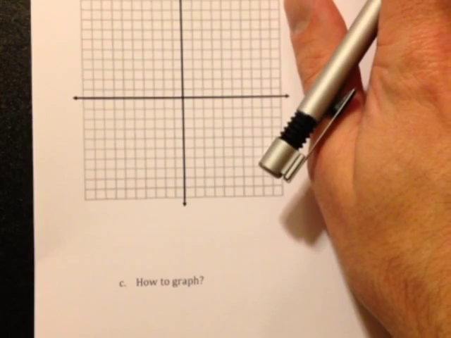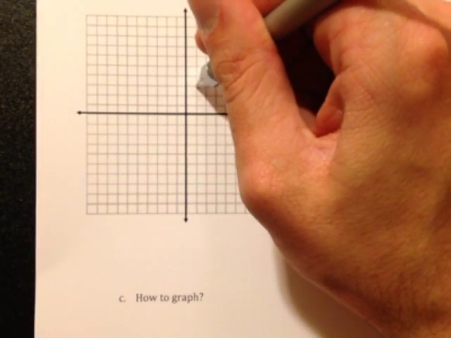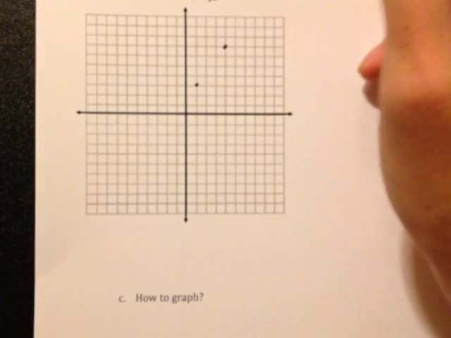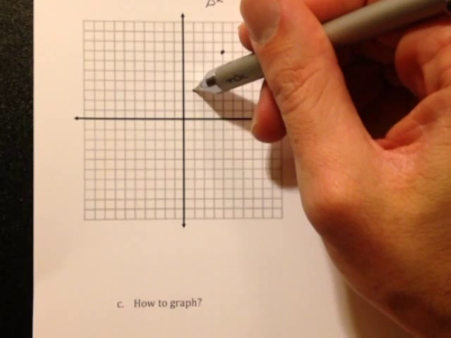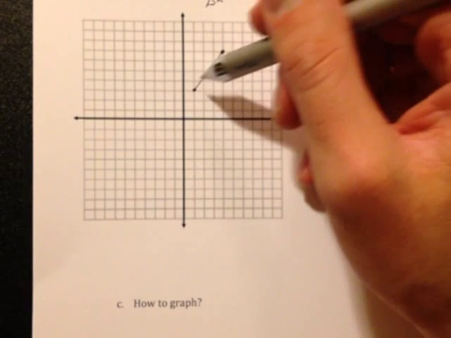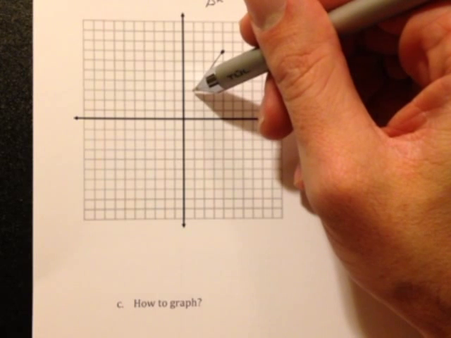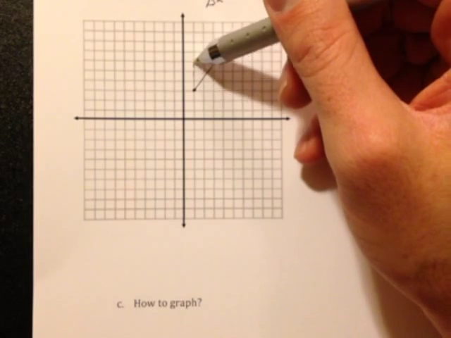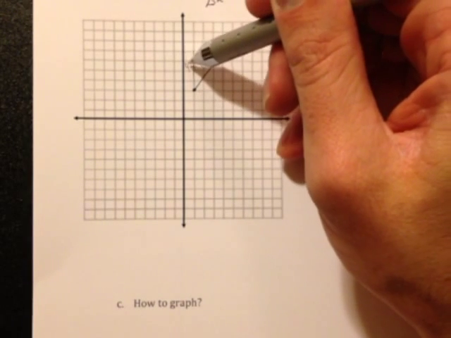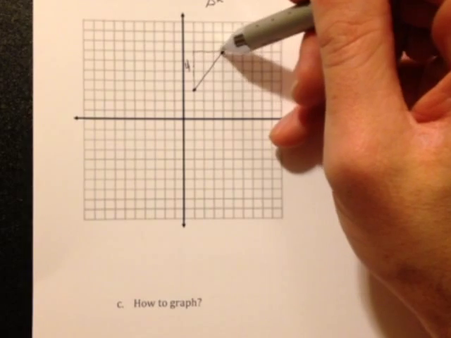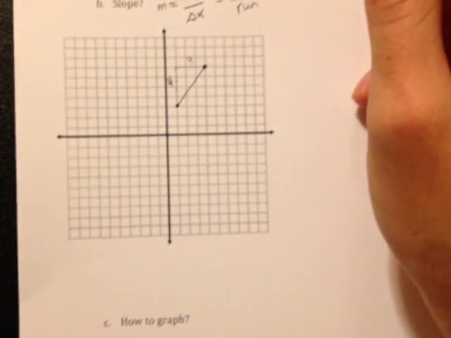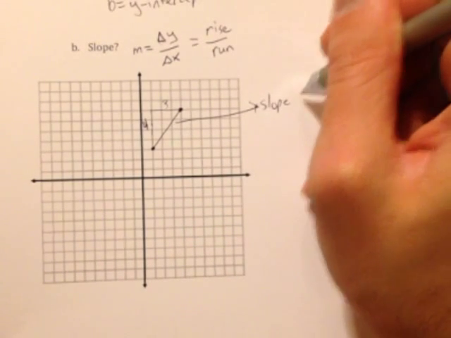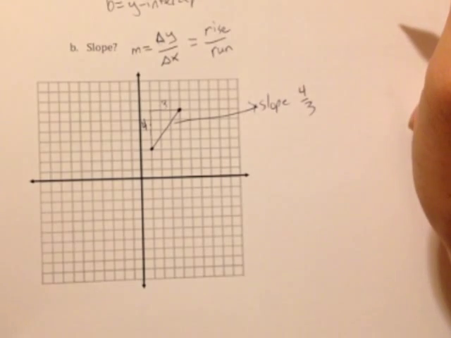So if I gave you 2 points and put them on a graph, you should be able to figure out the slope. Let's say I wanted to know the slope between those 2 points. What I would do is count how much I'm changing in the y and the x direction. I'm changing 1, 2, 3, 4 in my y direction, and I'm changing 3 in my x direction. So the slope between those 2 points would be 4 over 3, 4/3.